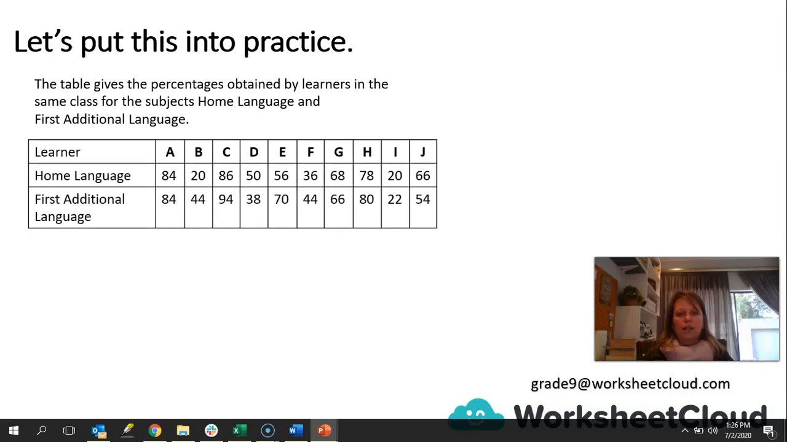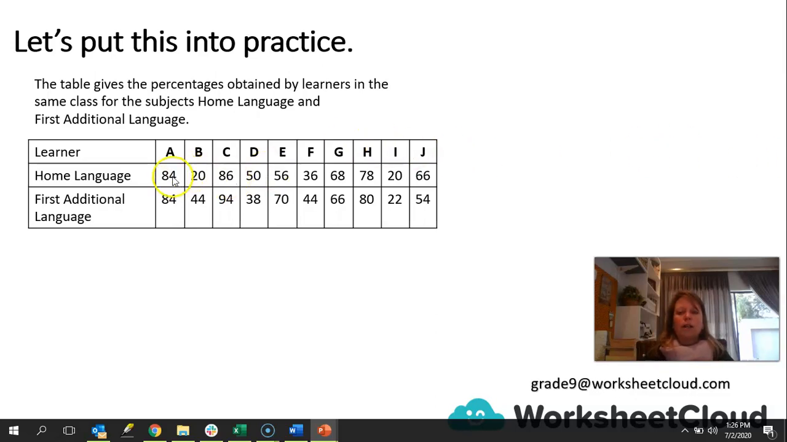All right, so there is the table. You can see they're just arbitrary learners, A to J, and those are their percentages for the home language. And first additional language, that's the percentage for the first additional language. Now, if we just have a look at that data, we can probably already tell what's going to happen. Why?